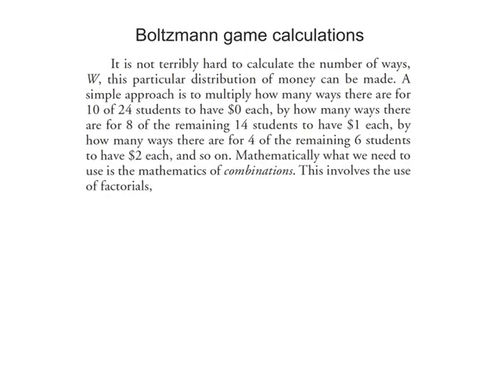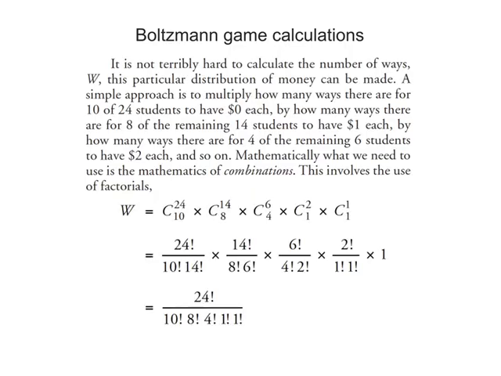In the Boltzmann game article, the authors show how you can calculate the number of ways that out of 24 students, 10 could have no money, 8 could have $1, 4 could have $2, 1 could have $3, and 1 could have $5. Let's briefly review the math.